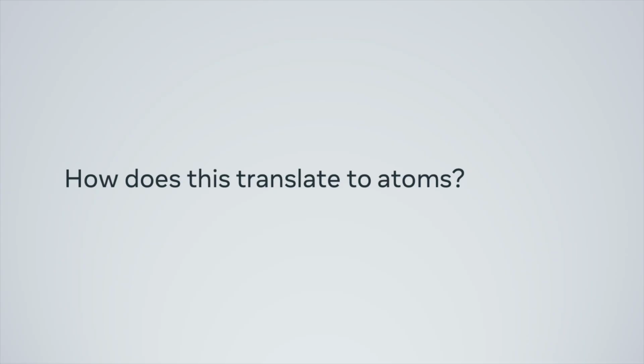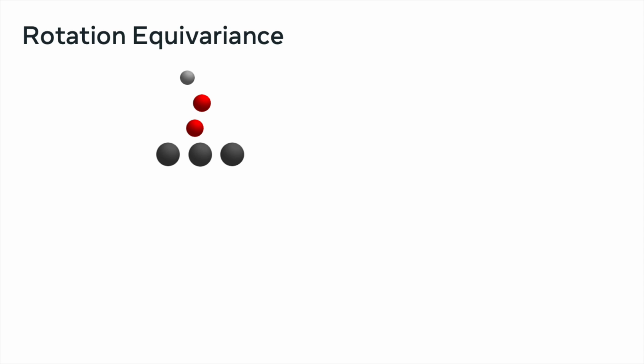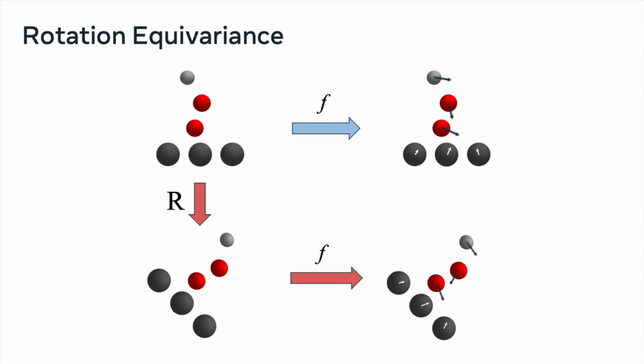So how does this translate to atoms? Well, the first thing is we don't really care about translation equivariance for atoms. What we do care about is rotation equivariance. So imagine we have a set of atoms like you see here. We have a function f which computes the forces on these atoms. Now if we take those atoms and we rotate them, and then use the same function f to compute the forces, and then rotate the forces back, we should get the same answer.